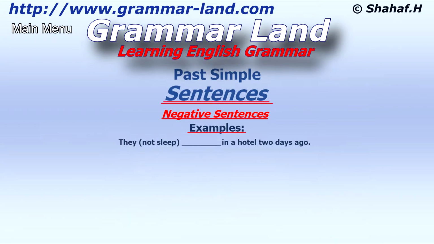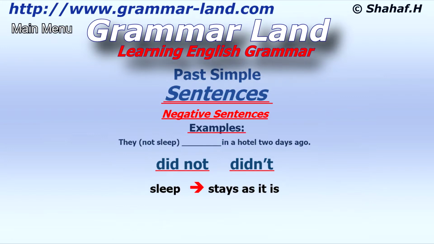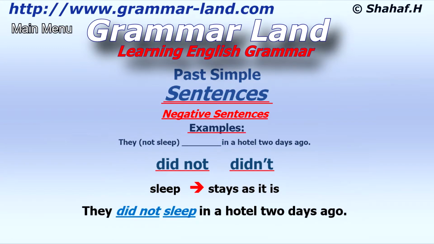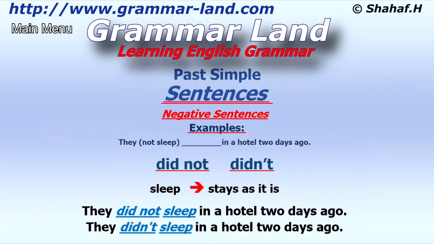They not sleep in a hotel 2 days ago. Here again, we use did not, or didn't, after the subject they, and then the verb sleep, in its present simple tense form. The sentence is, they did not sleep in a hotel 2 days ago. Or, they didn't sleep in a hotel 2 days ago.